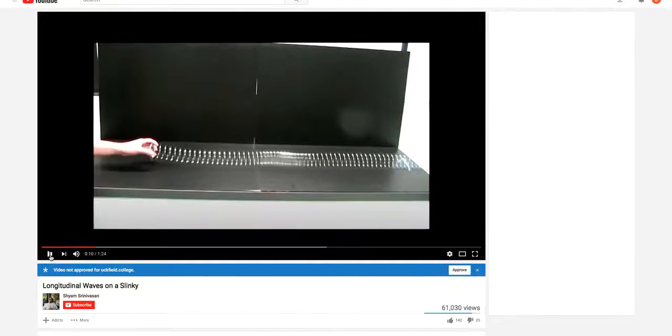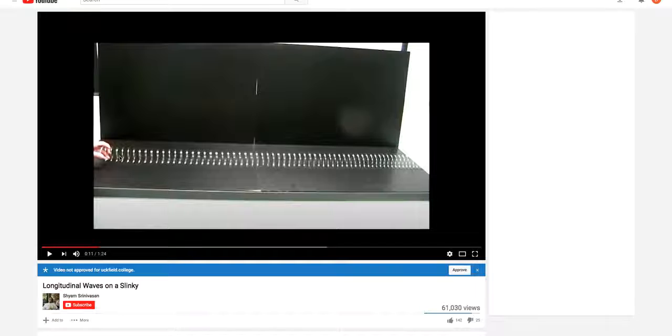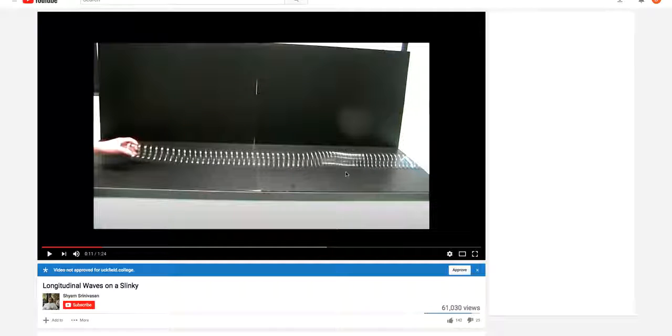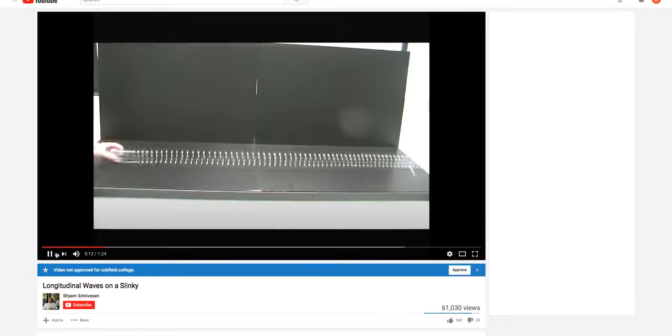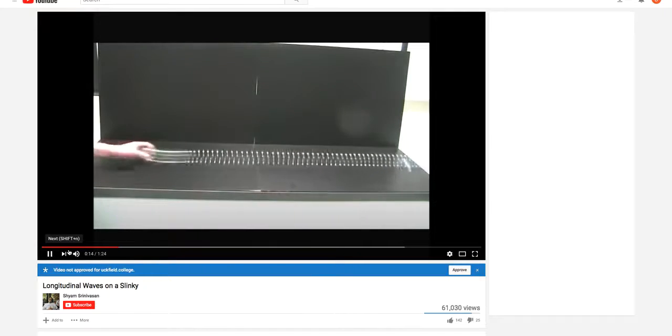I'll go back a little bit further there now to show you. There's the compression, the high pressure area. And here you have the rarefaction, the low pressure area. You can see the coils, the particles of the medium in this case are pulled further apart. So this is a low pressure area. It's called a rarefaction. And the high pressure area where the particles are squeezed closer together, that's your compression. So sound is a longitudinal wave.